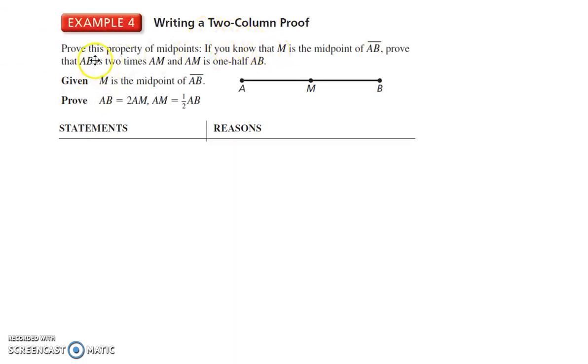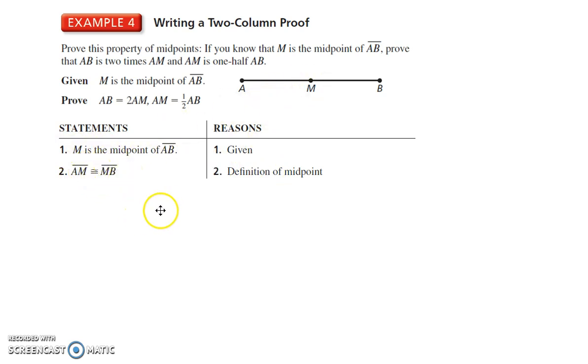All right, writing a two-column proof. Prove this property of midpoints. If you know that M is the midpoint of segment AB, prove that AB is 2 times AM and AM is 1/2 AB. We know that M is the midpoint. That's what we're given. Since M is the midpoint, the definition of midpoint tells me that AM is congruent to MB. And we can state that the measure of AM is equal to the measure of MB. That's the definition of congruent segments. If they're congruent, their measures are equal.